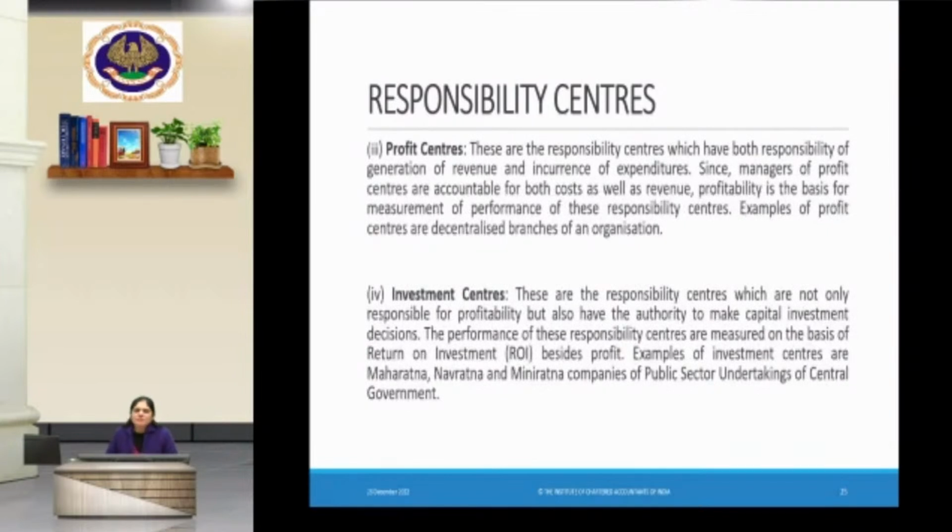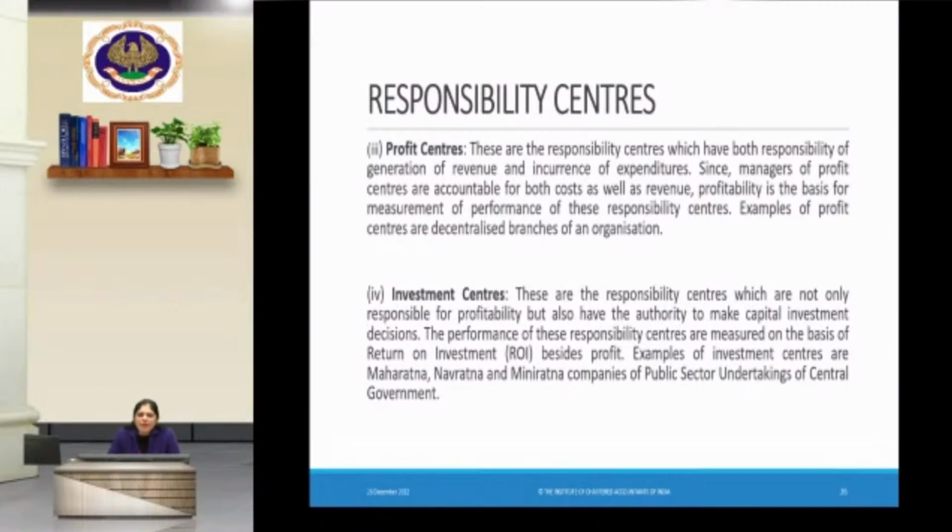Profit centers are responsibility centers that generate cost and revenue both. The best example is any branch. Let us say the head office of an organization is in Mumbai and the branch is in Noida. The branch is taking care of cost and revenue also. Any center which takes care of cost and revenue both is a profit center. So they have their own profit, the branch profit. That is a profit center. These are responsibility centers which have the responsibility of generating revenue and can also incur expenditure.